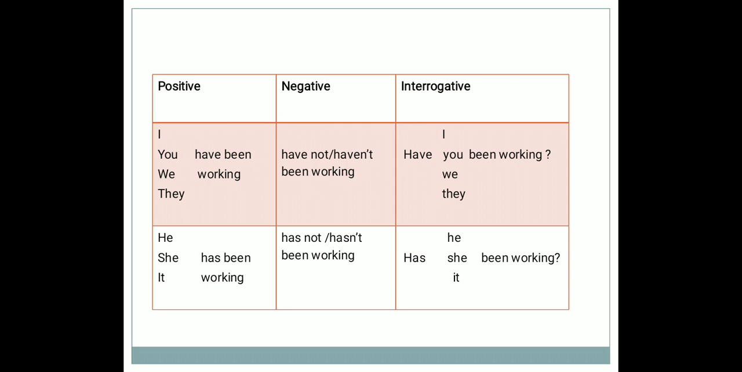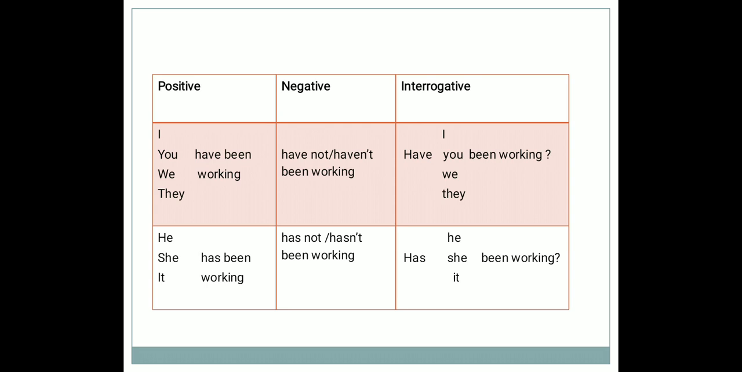Now let's look at the negative sentences. In the negative, we just add the word not after has or have. So you would say, I have not been working. He has not been working. She has not been working. It has not been working. You have not been working. If you want to use contractions, then you can use haven't and hasn't instead of have not and has not.